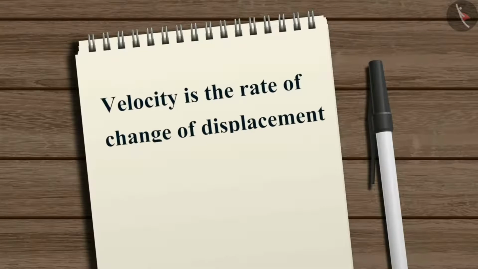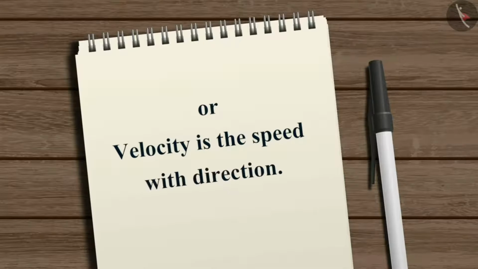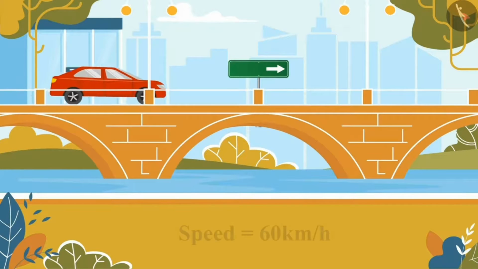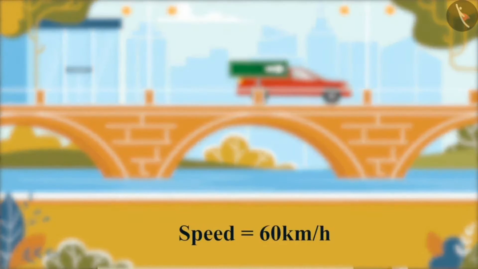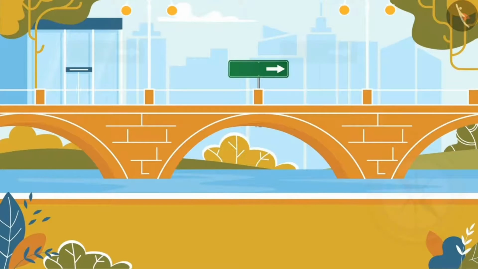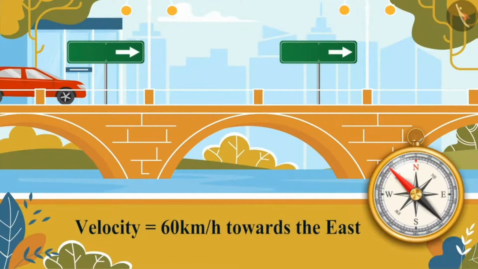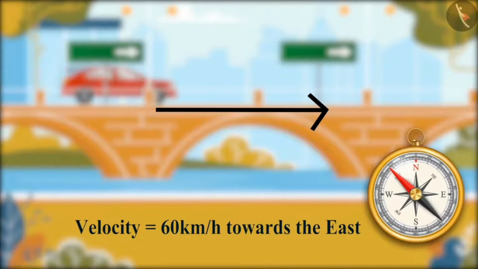Velocity is the rate of change of displacement of an object. Or simply, velocity is the speed with direction. So, if a car is going at 60 km per hour, this is its speed. But when we say the car's speed is 60 km per hour towards the east, then it becomes velocity.